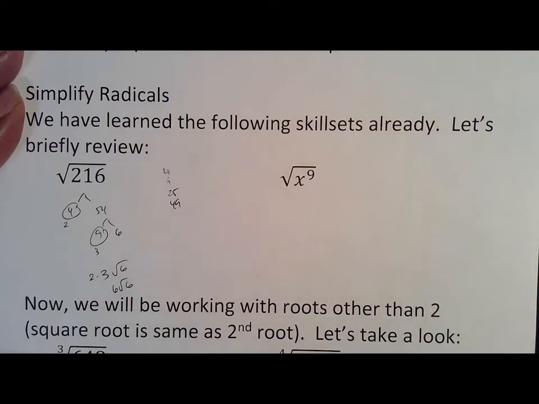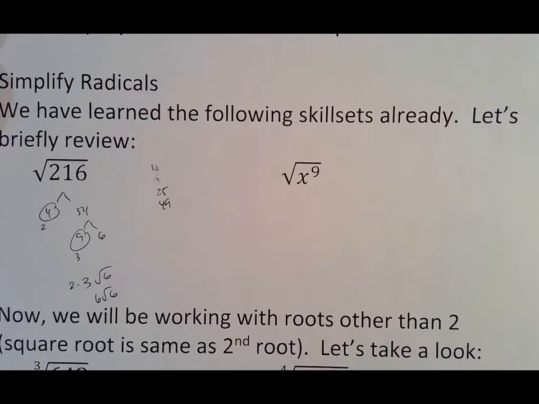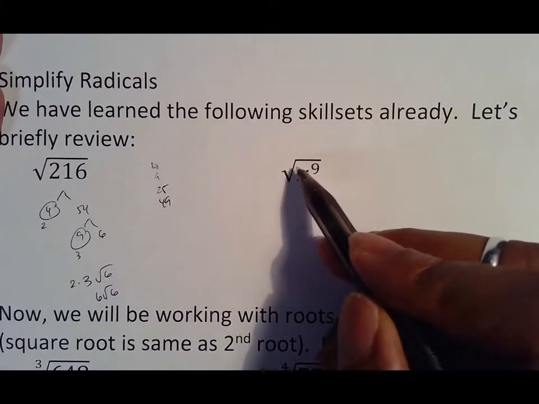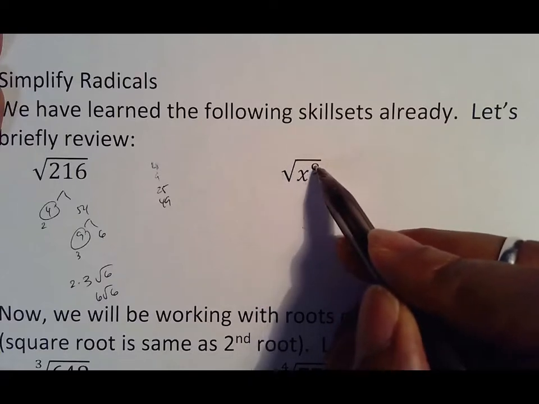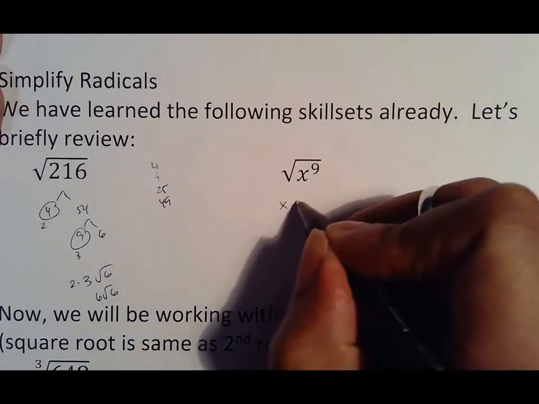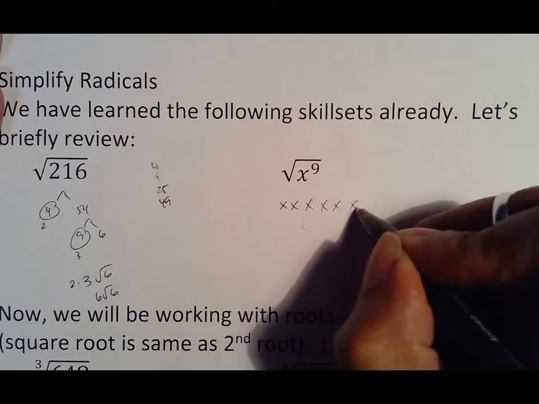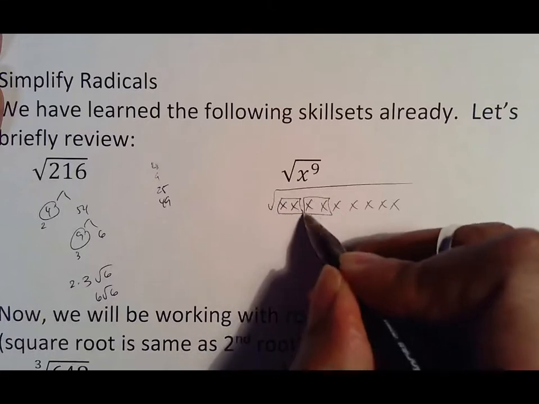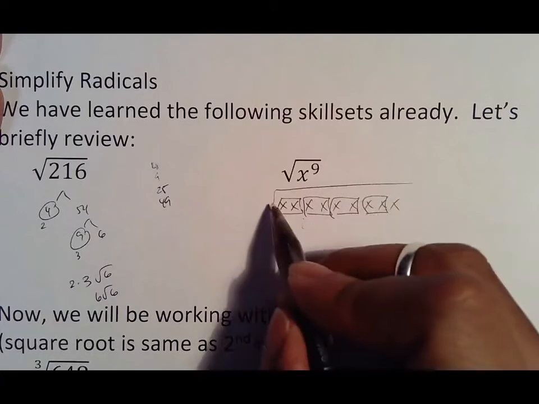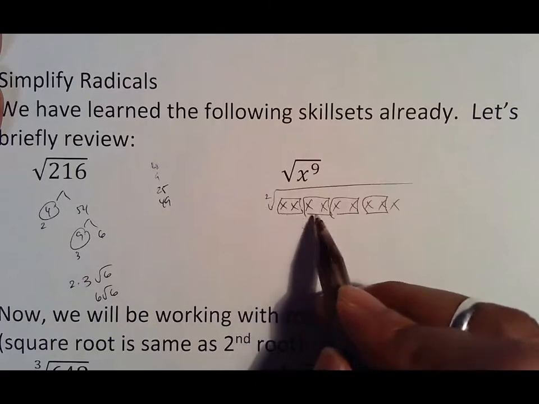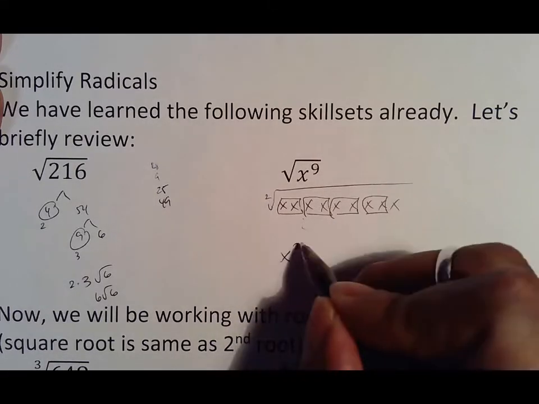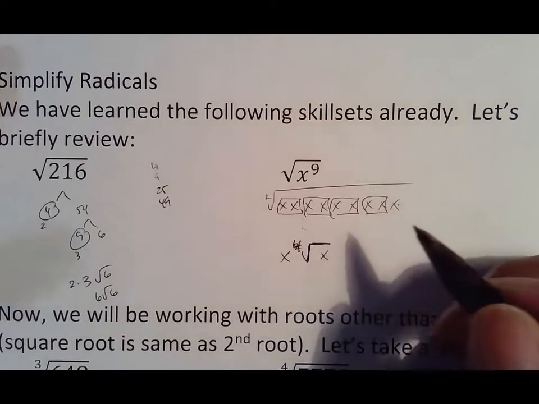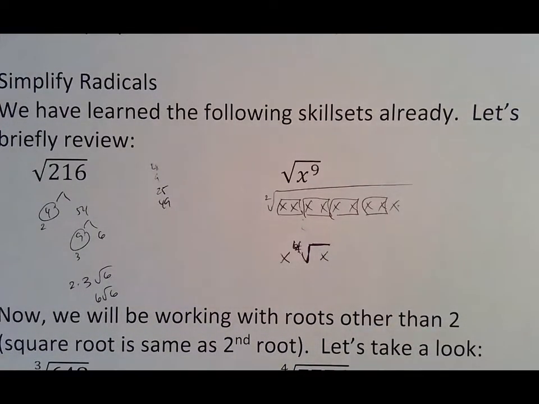Again, I forget what chapter it was, but I do know that we at least did it. The other thing is dealing with variables. Remember that this is division. It's the square root of x to the 9th, which means that you need 2 of them. So in this case, you have 9 x's under a square root, and you're looking for sets of 2, because that is an invisible 2. So 4 sets of 2 come out, and 1 x has to stay on the inside.